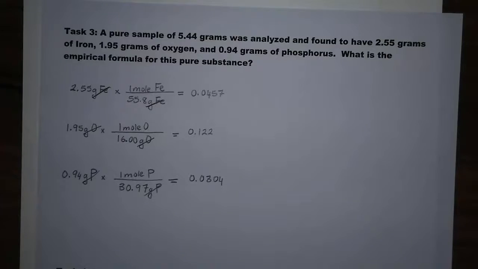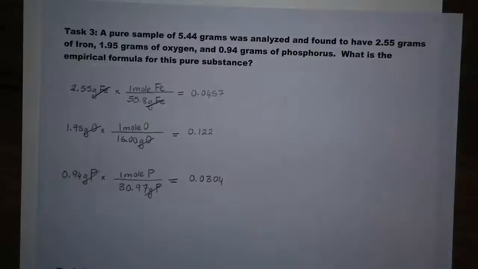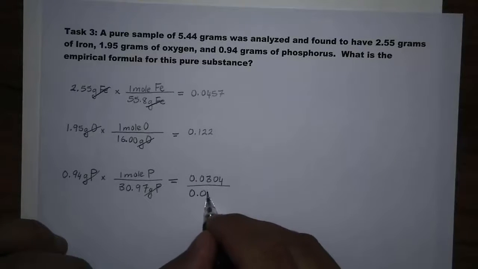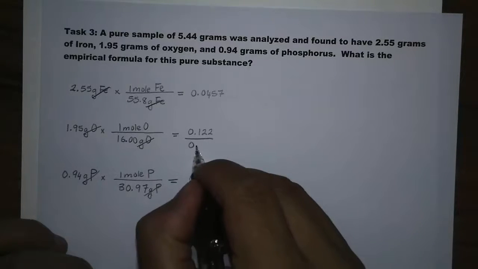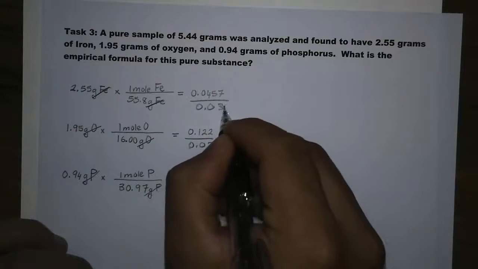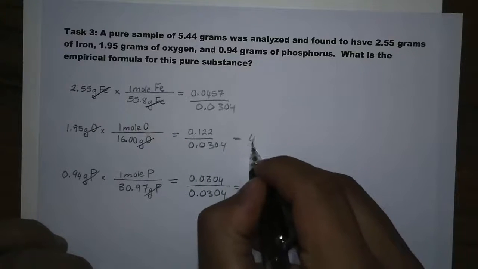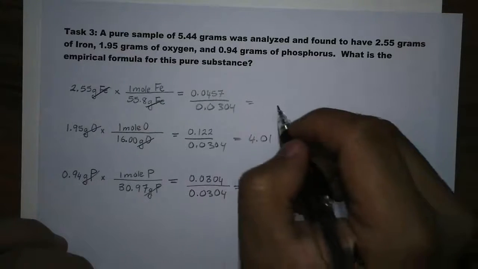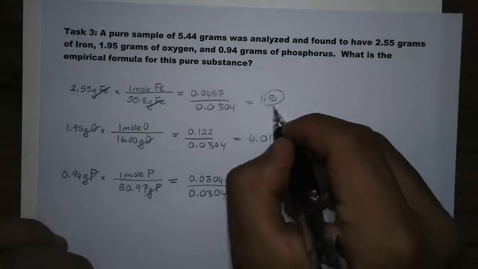And going back to step 3, we have to divide by the smallest number of moles, which is this one right here. So this divided by the smallest number, which is itself, will give us 1. And this will be divided by the smallest number again. We have 0.4. And again, divided by the smallest number, for this one, it turned out to give us 4.01. And for this one, it turned out to give us 1.50. Notice how we have the 0.5 right there.